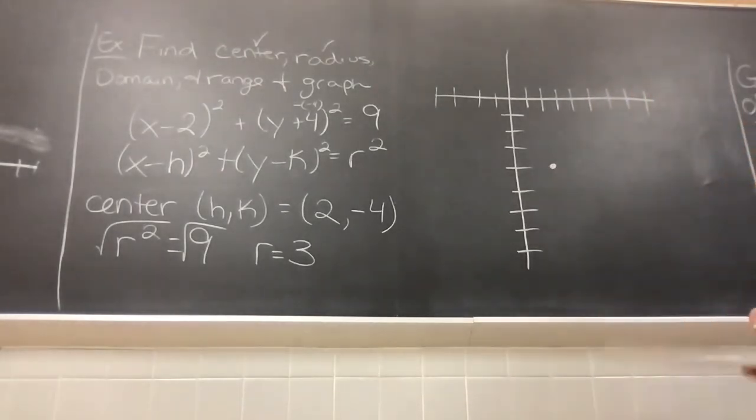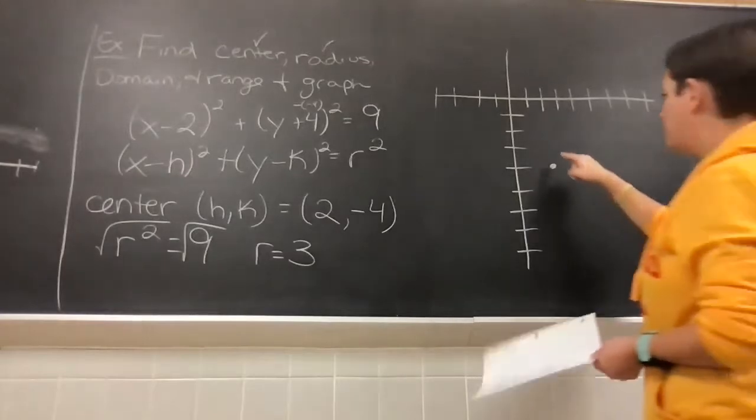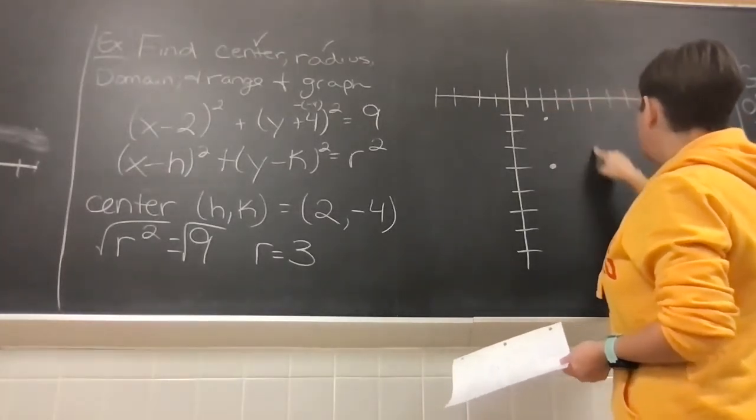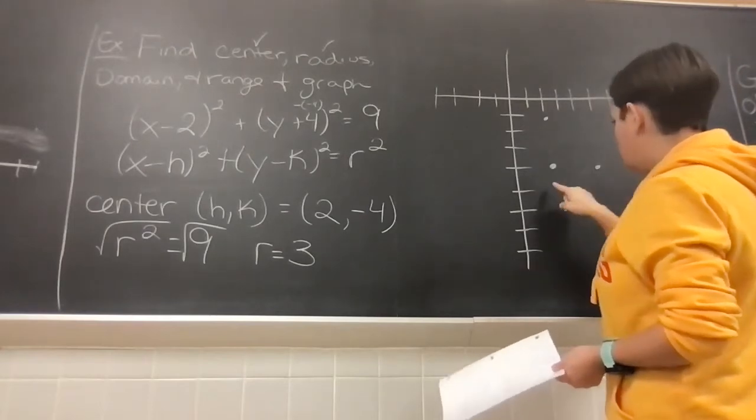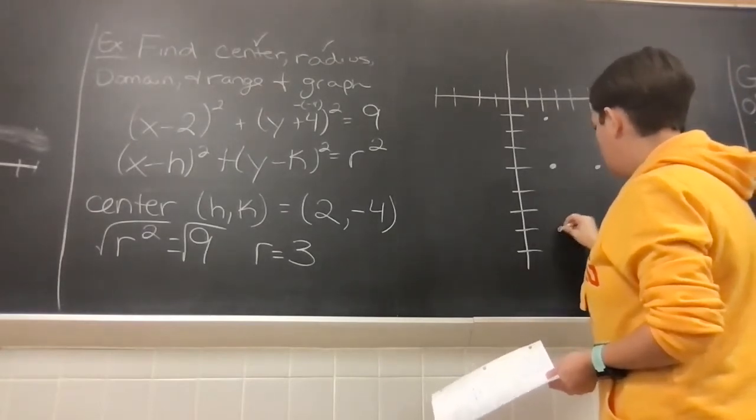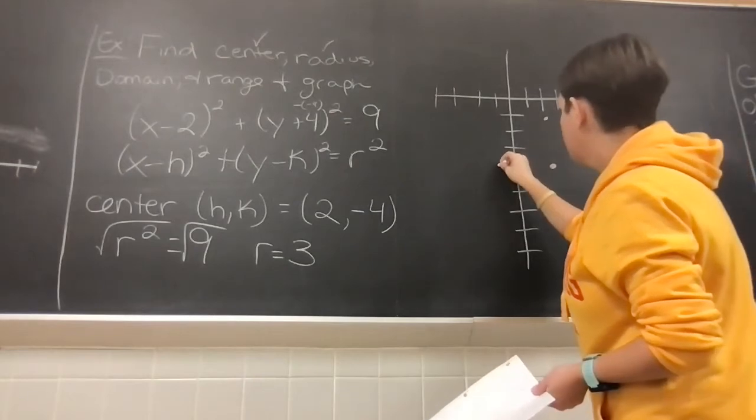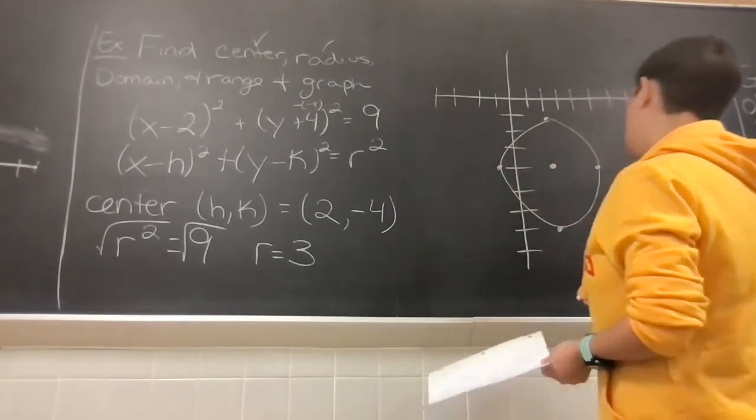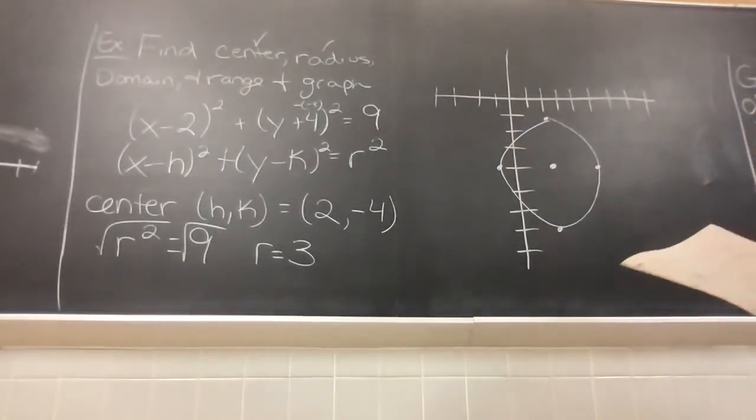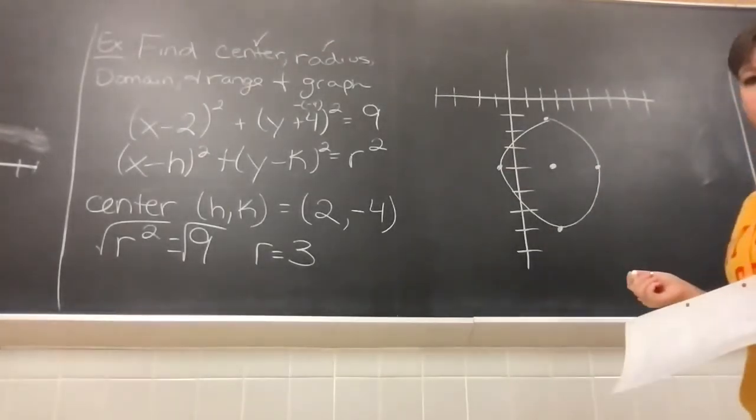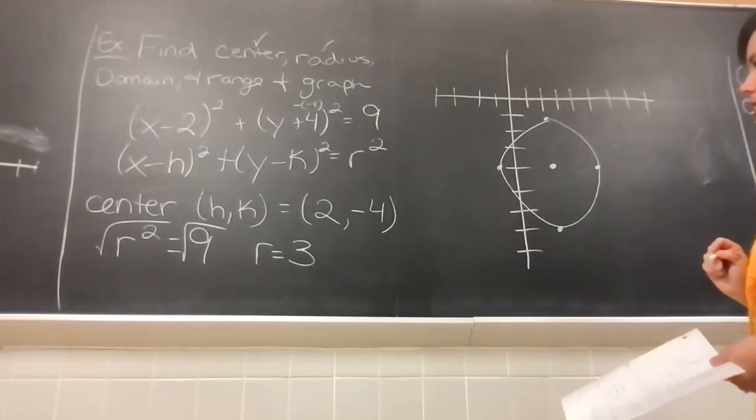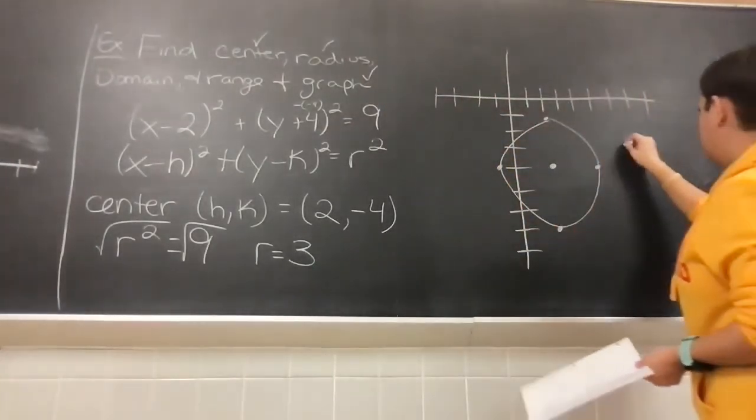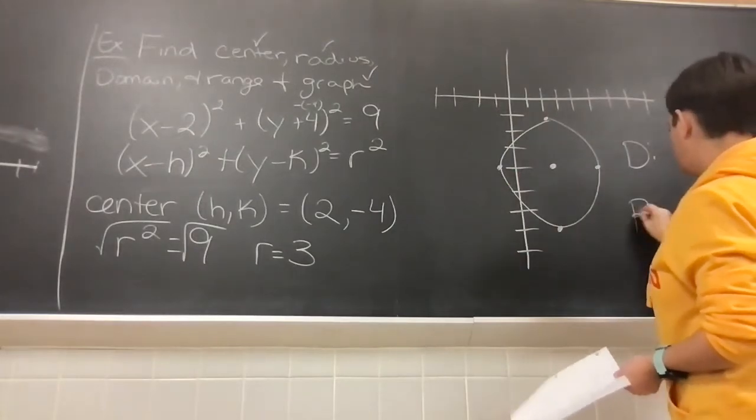From that center, we have a radius of 3. So we need to go up 3, 1, 2, 3. We need to go to the right 3, 1, 2, 3. We need to go down 3, 1, 2, 3. And to the left 3, 1, 2, and 3. A little bit more oval based on my board, but that's okay. But that's a nice picture of our circle. So there's the graph. So the only things we have left are our domain and our range.